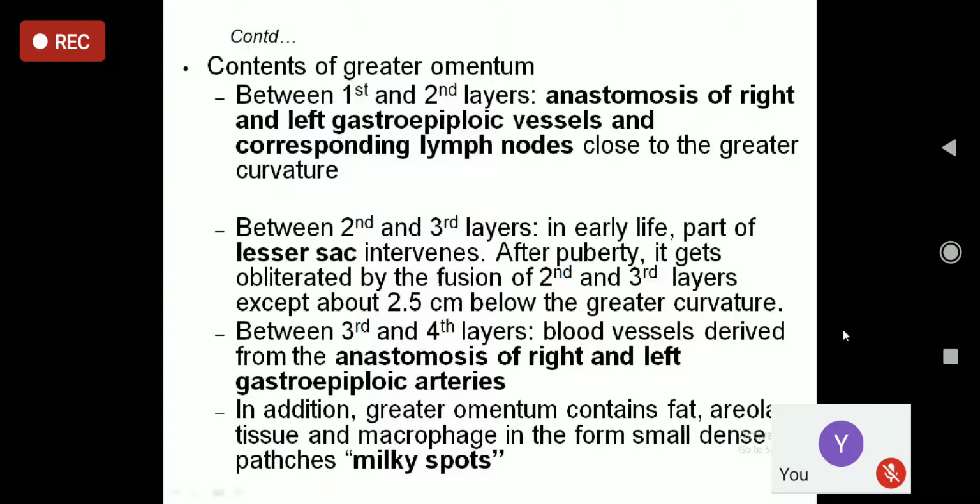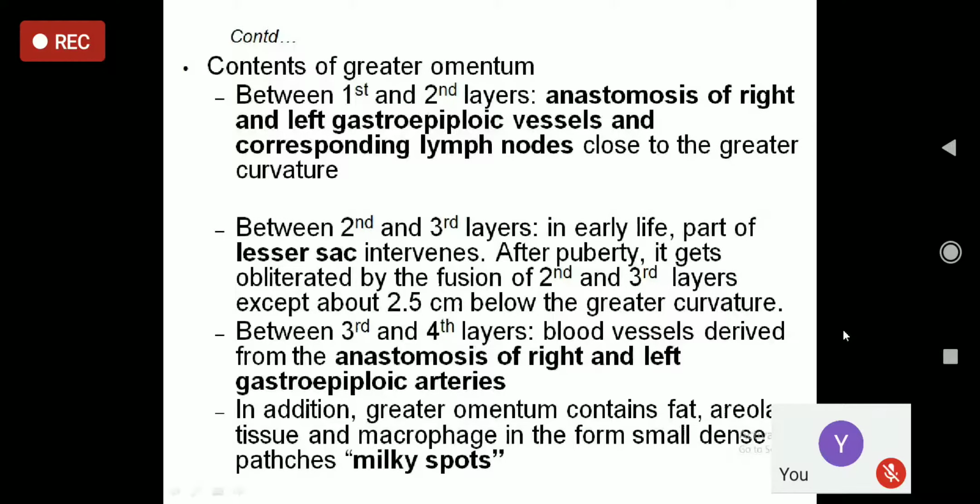So regarding the content of the greater omentum, between the first and second layer, there is the anastomosis of the right and the left gastroepiploic vessels and the corresponding lymph nodes close to the greater curvature. So that anastomosis we discussed while discussing the arterial supply and the lymphatic drainage of the stomach. Okay, so they are the anastomosis of the right and the left gastroepiploic vessels. And between the second and third layer, in early life, part of the lesser sac intervenes.